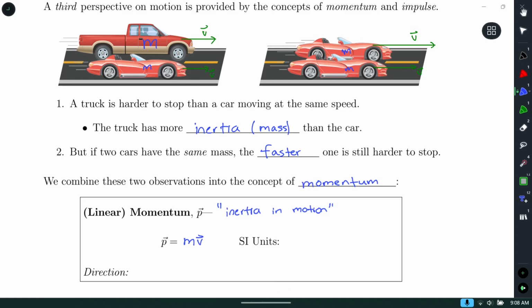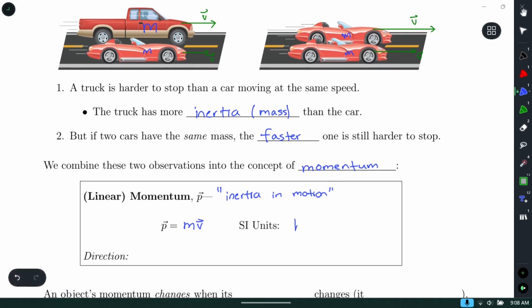I don't have a good reason for why we use the letter P. I legitimately think we ran out of letters. I looked into it once, and someone said it had to do with the word pillare, a Latin word that's kind of the same root as to compel. I don't know if that's actually true or not, so we'll just say it's because we ran out of letters. But anyway, the units are the units of mass, kilograms, times the units of velocity, meters per second. That doesn't get a special name. It's just kilogram meters per second.